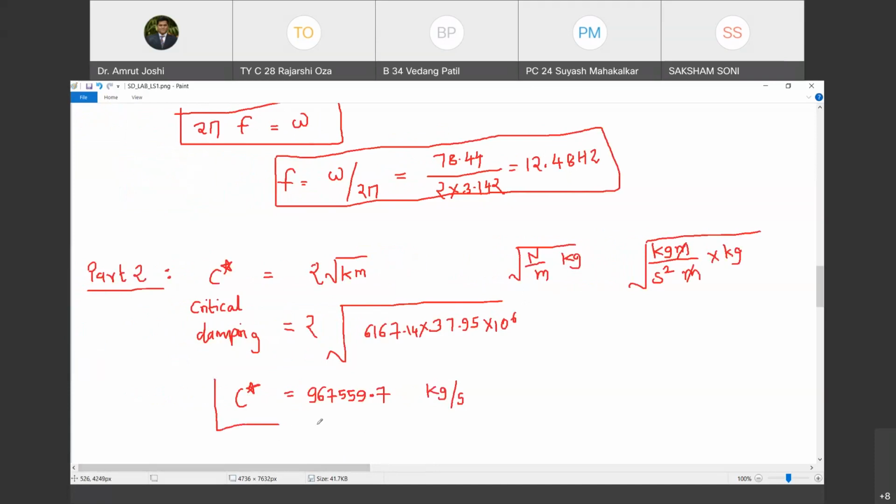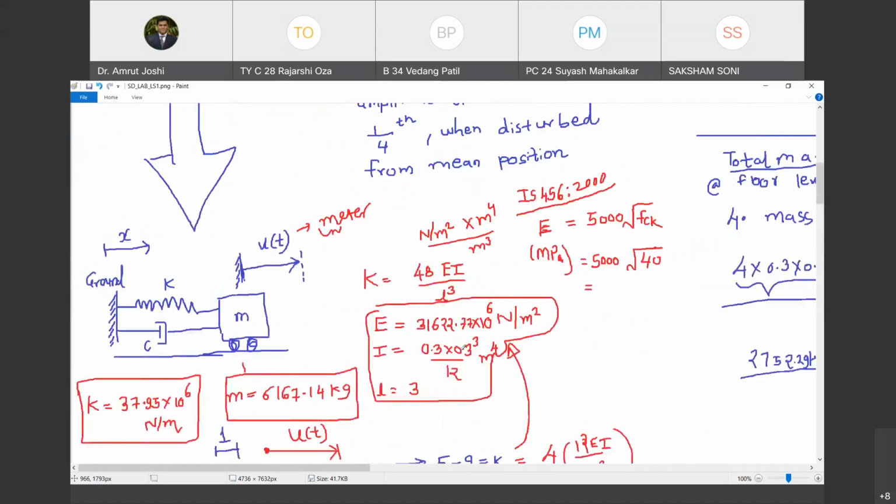So C star is equal to 967,559.7 kg per second. Now I'm going to give you a small task. You already know the units of viscosities. There are two types of viscosities, dynamic viscosity and I don't remember the other one, but you must have learned that in fluid mechanics. So tell me, this kg per second is the unit of which kind of viscosity? So this C in turn is related to one of the viscosities. You are going to compare the units and tell me which viscosity. So now C star is given as this many kg per second.